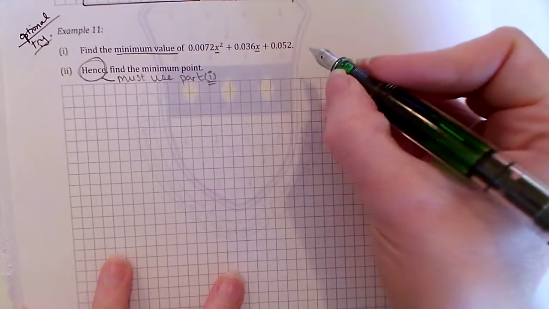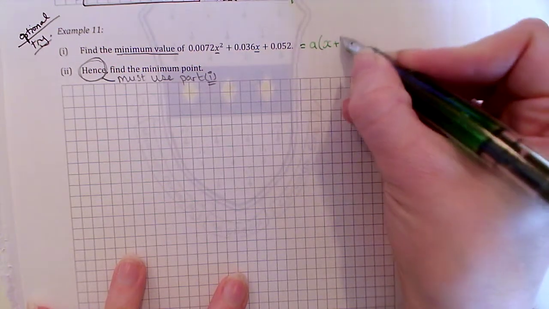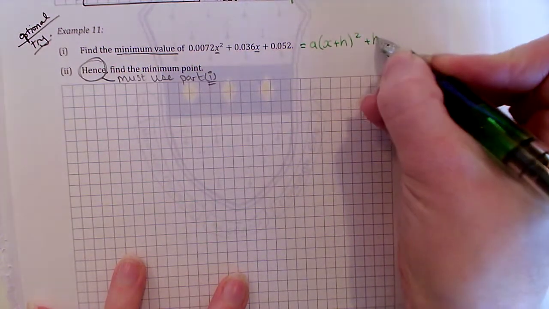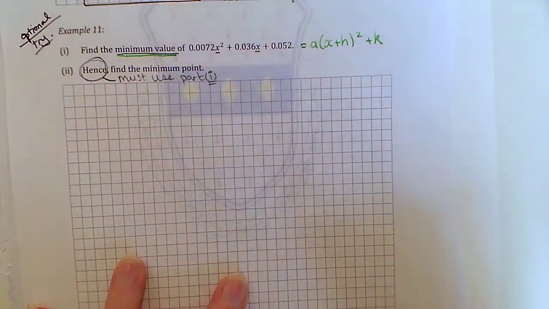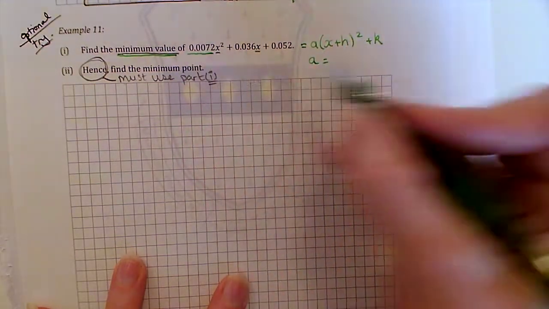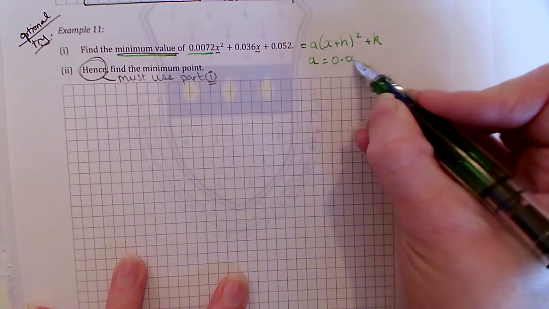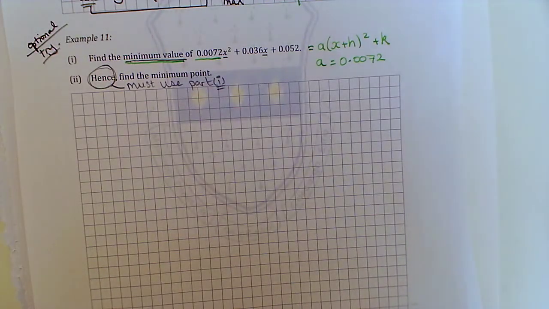So the first thing here is that we know that this is going to be a times (x plus h) all squared plus k, and we know that we're going to be writing it in that format because they asked us for the minimum value. And a is the coefficient of x squared, so it's 0.0072. And that's fine, we'll just use that as it is. So let's look at what we need to do. Same as we've been doing all along.